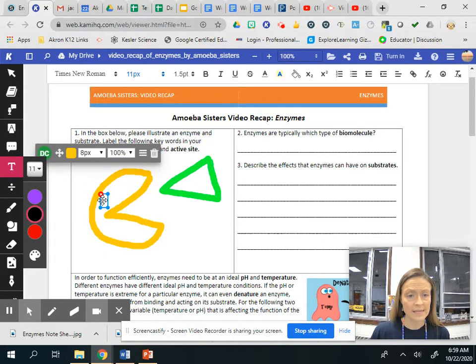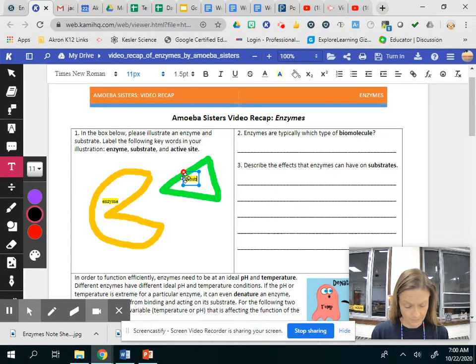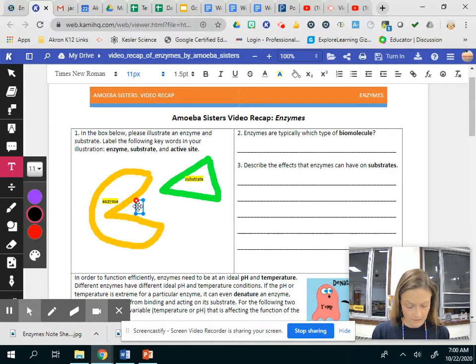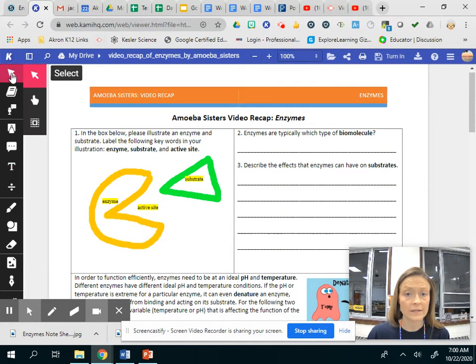We're going to label the enzyme here, and then this is our substrate, and the active site is right here. That's kind of how I would like you to do it. So this V-shaped area on the enzyme, that's the active site. Okay, so you can do something like that.